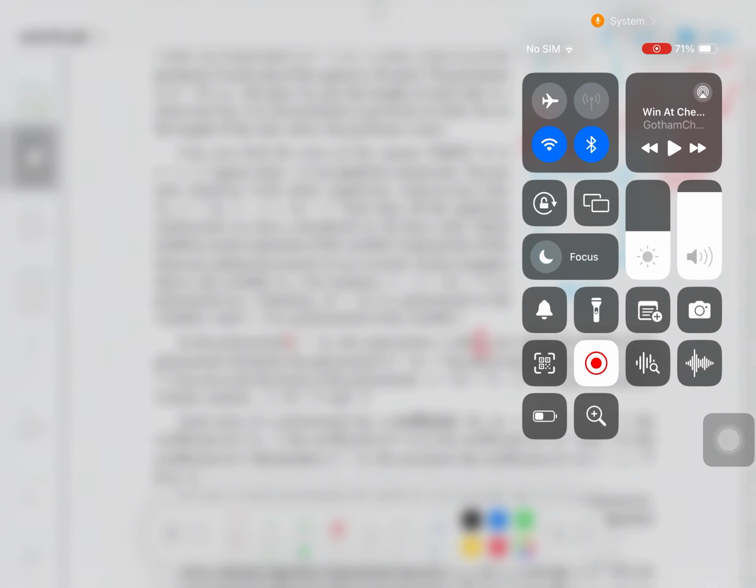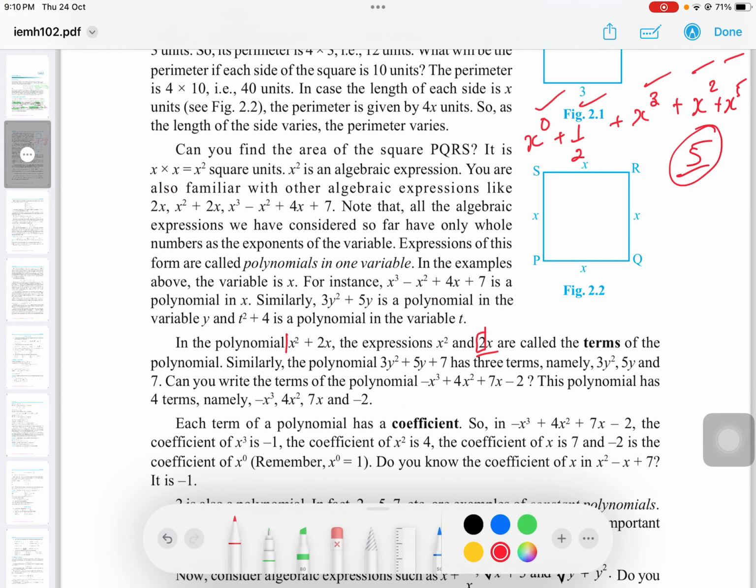Okay, wait, I'll just give a lock screen. It's just being a hindrance for me right now. Okay, in negative x cube plus in the polynomial, the x cube coefficient is -1.